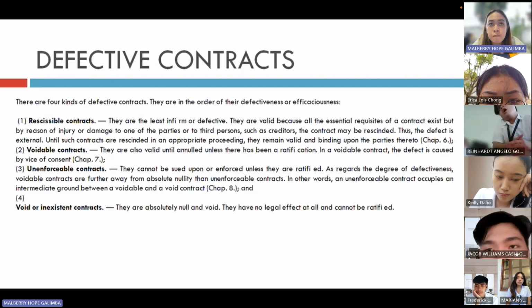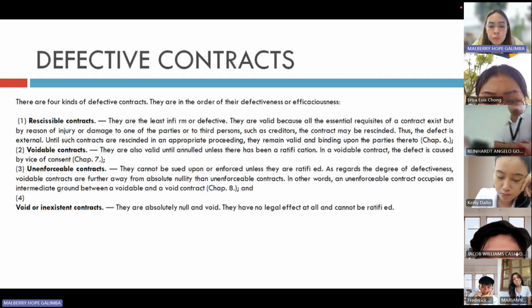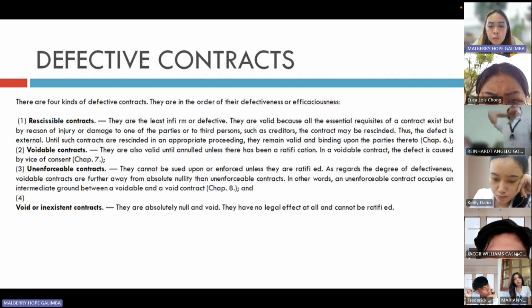If the aggrieved party, the incapacitated person, or the person whose consent was vitiated by reason of the causes enumerated under the law, is allowed to ratify it. Once the incapacitated person or the person whose consent was vitiated ratifies the contract, it becomes valid and binding from the moment it was executed. Ratification cleanses the defect of the contract. It cures the defect. So in a voidable contract, the defect is caused by vice of consent, such as fraud, mistake, undue influence, violence, and other causes.